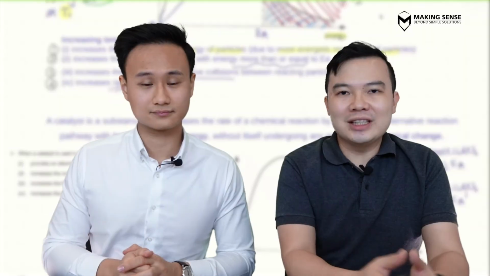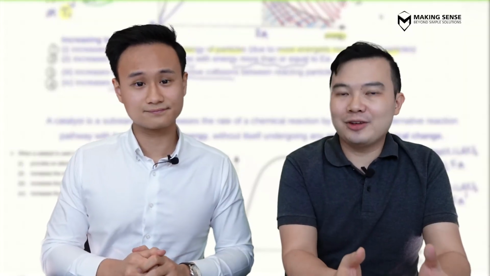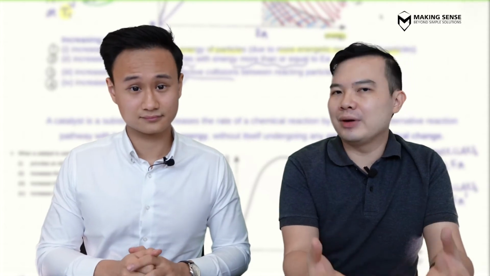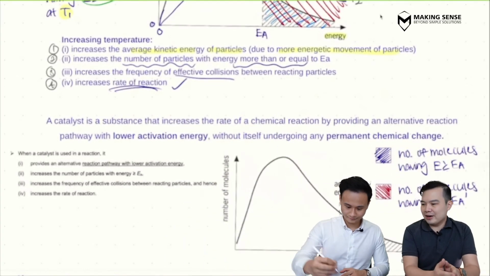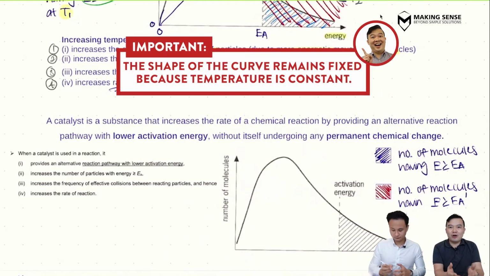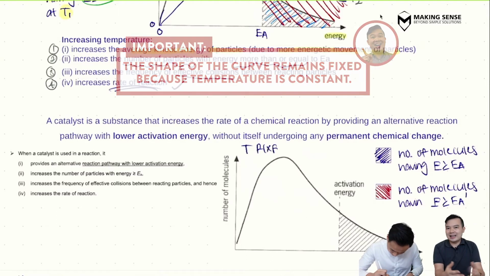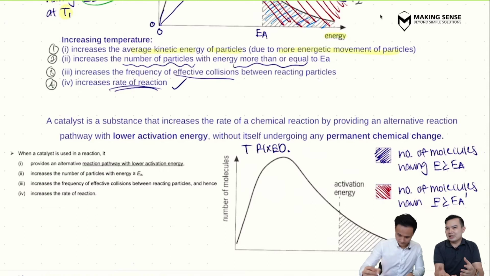Perfect. Okay, so it turns out the Maxwell-Boltzmann distribution curve can also be used to explain how the presence of a catalyst can increase the reaction rate. Okay, so we're going to take a look at the second graph. Now in this case, the shape of my curve will not change anymore because the temperature never changed. Okay, we're using the same graph, and what's going to happen is in a catalyst, right? Can you tell me what it does to the activation energy? Right, it lowers it, right?